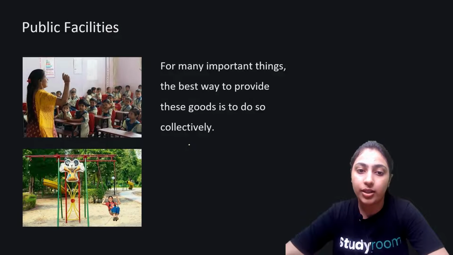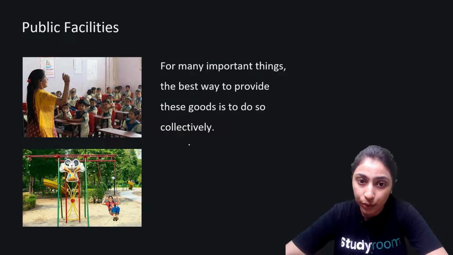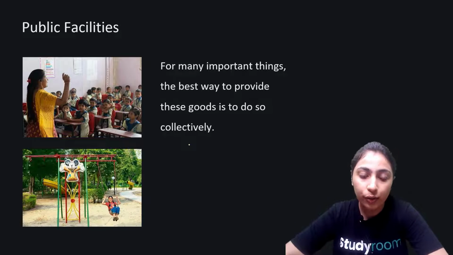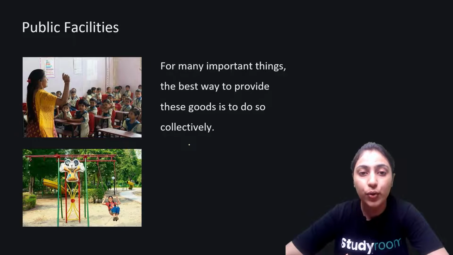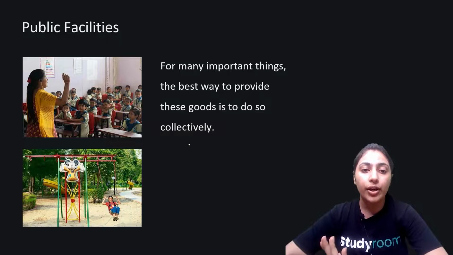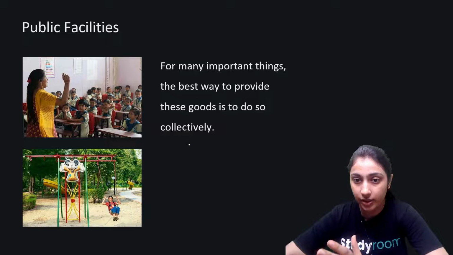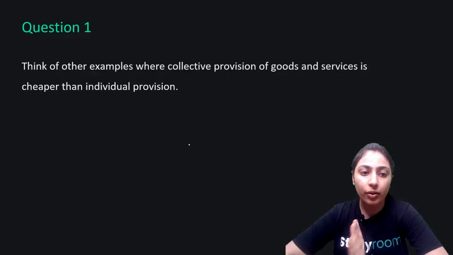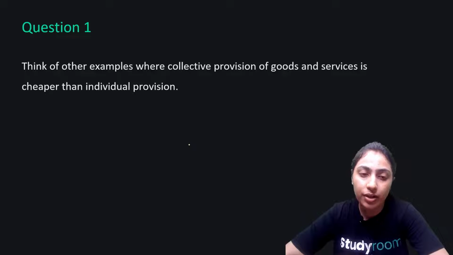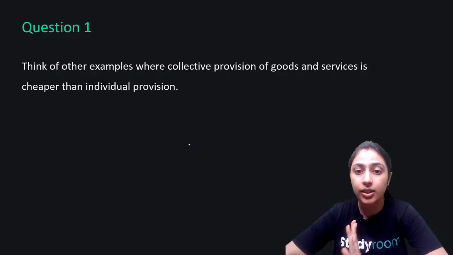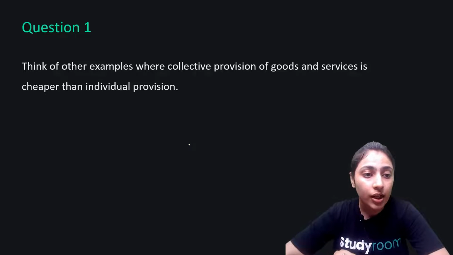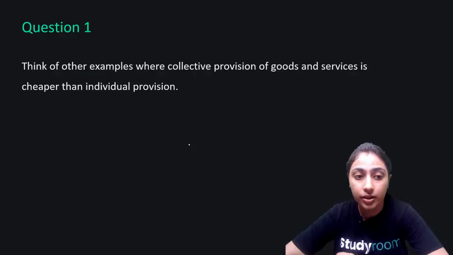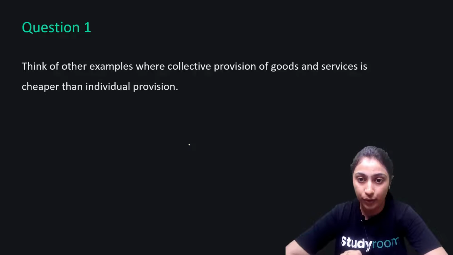So in public facilities, what we are having, there is a school, then there is a park. So for many important things, the best way to provide these goods is to do so collectively. So over here, we will be talking about public facilities and how we see them. So now we are having a question. So let's see what this question says and how we can relate it to public facilities, since we all know the public facilities. So think of other examples where collective provision of goods and services is cheaper than individual provision.